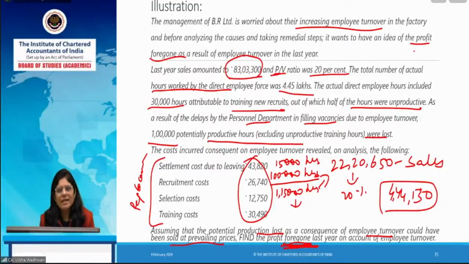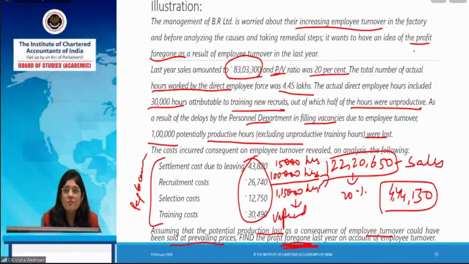So just quickly, I just compiled the whole story. The sales of 83 lakhs were for 4,30,000 productive hours. So how much sales we have lost on 1,15,000 unproductive hours? So we have lost 22,20,650 sales due to these unproductive hours. So how much profit we have lost? 4,44,130 profit we have lost, plus all these costs, 43, 26, 12, and 13. So this will be the total cost due to the employee turnover. This is a very good question to practice for employee turnover. So I hope you have understood this question.